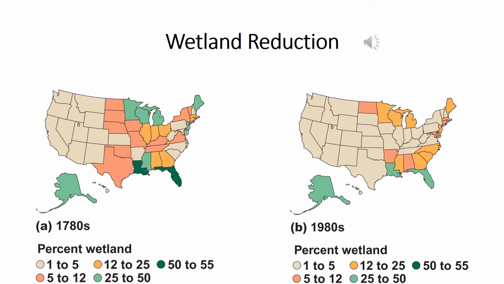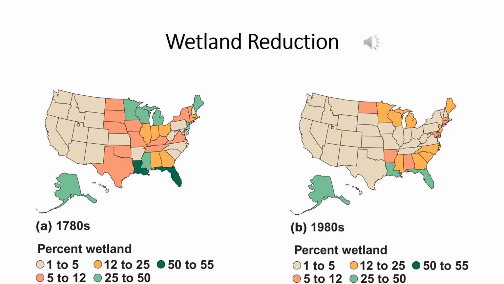As mankind's population has increased, as I said before, we saw the sinkholes in another slide, we are reducing the amount of wetlands, which do a lot of our water retention. Got maps here from the 1780s and 1980s. It's interesting, just look at a few states here. You look at Louisiana and Florida. They had 50 to 55% wetlands. They now have 25 to 50% wetlands.